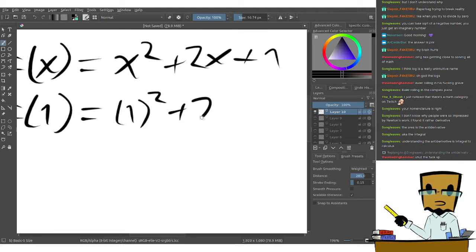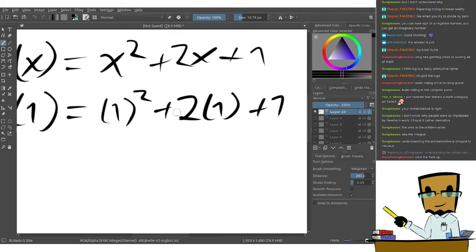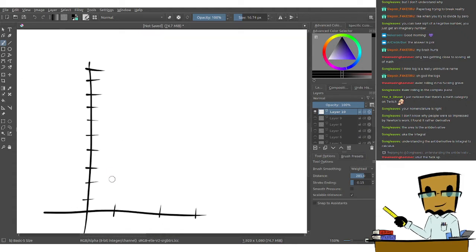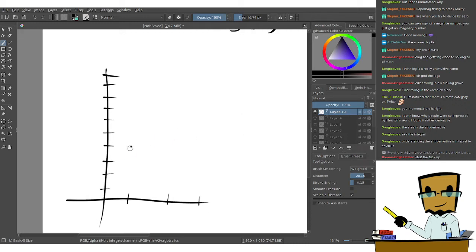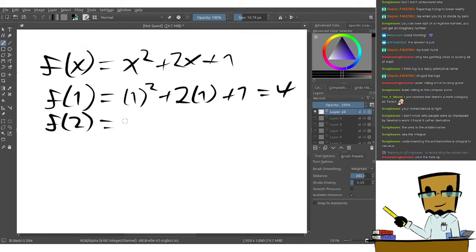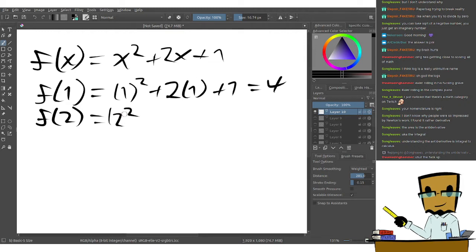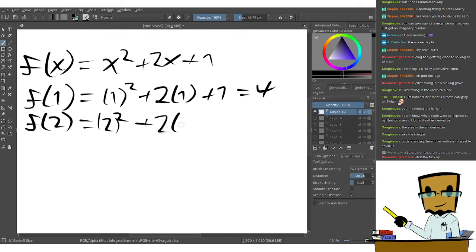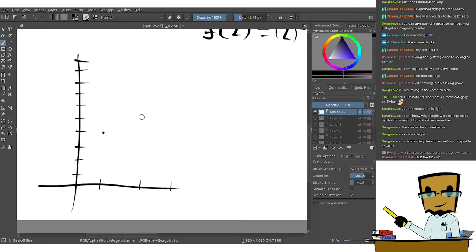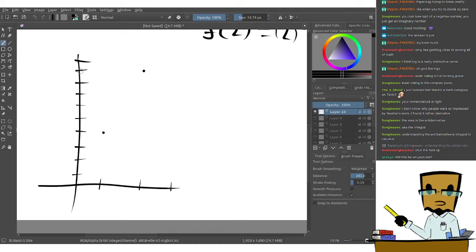1 to the power of 2 plus 2 times 1 plus 1, which equals 1 plus 2 plus 1 is 4. Right there. Easy. And now, f of 2, so, 2 to the power of 2, plus 2 times 2 plus 1, equals 4 plus 4 plus 1 is 9. 1, 2, 3, 4, 5, 5 above the 4, 1, 2, 3, 4, 5, 6, 7, 8, 9.